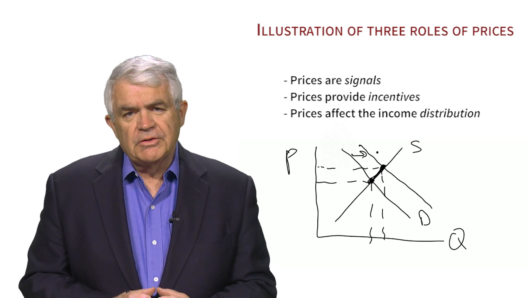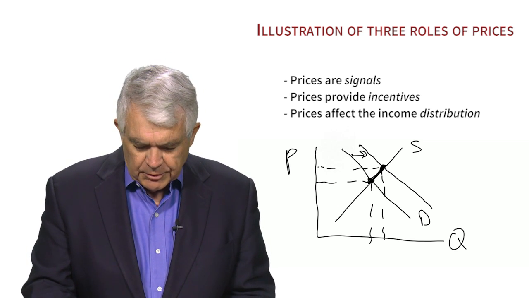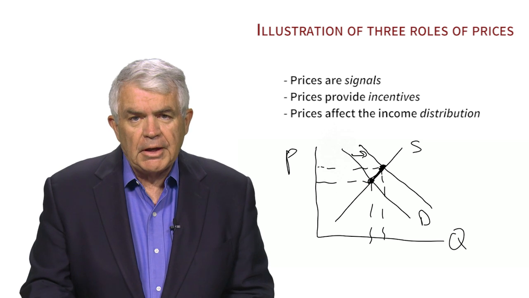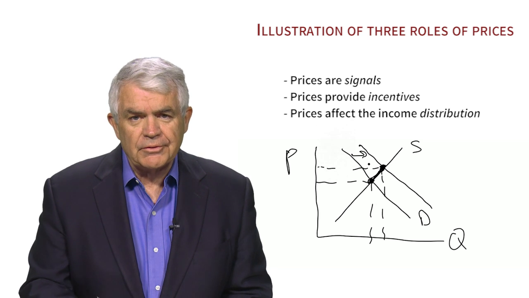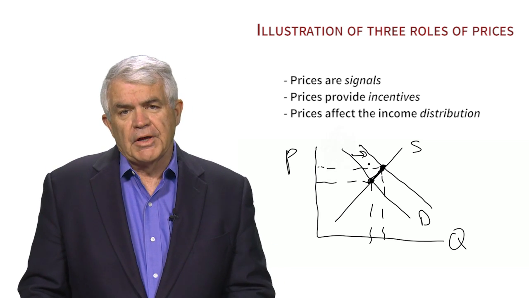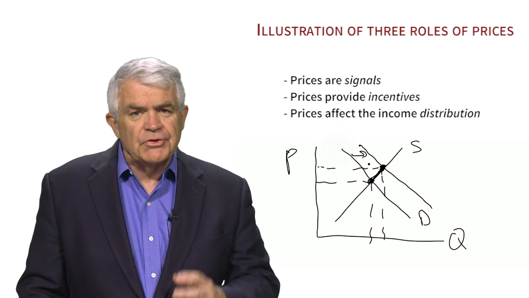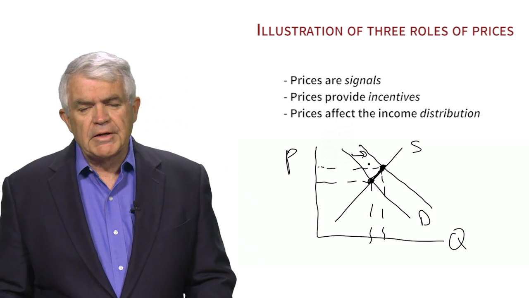And finally, it affects the distribution of income, and you can see that right here because, of course, when you compare the old price to the new price, at the new price, the firms are getting more money, but the consumers are paying more money. So it's moving the distribution of income towards the firms or the producers of the apples from the consumers of the apples. So you can see these three important roles for prices right in this little simple model.